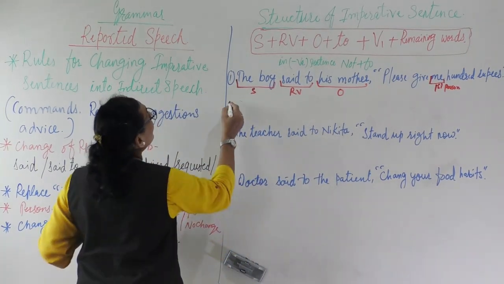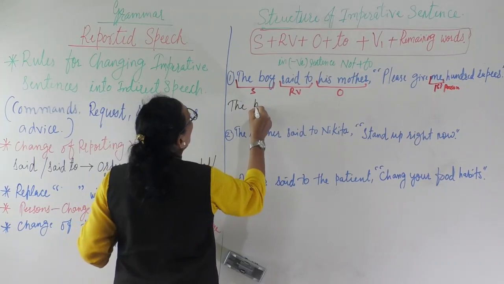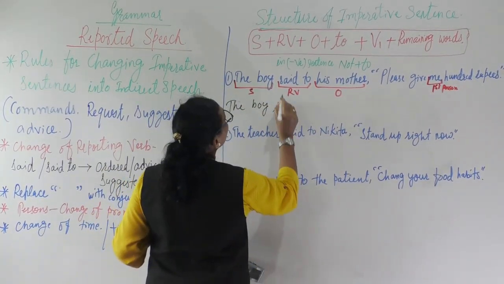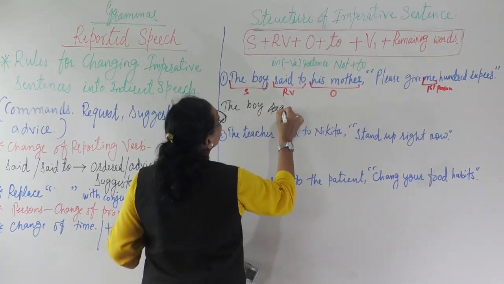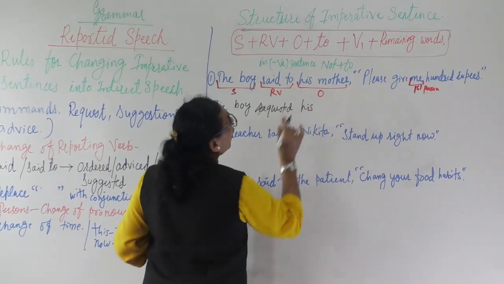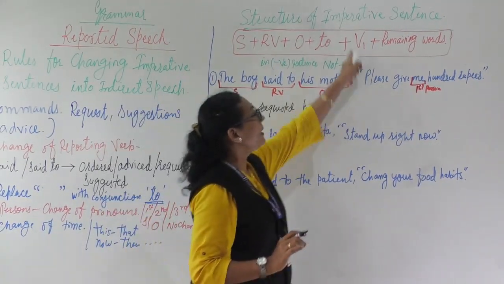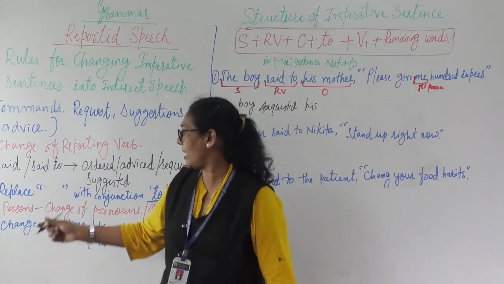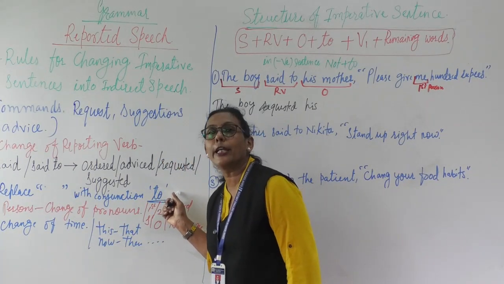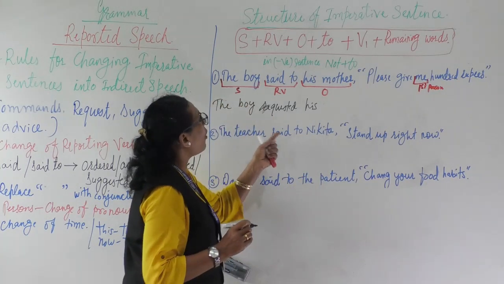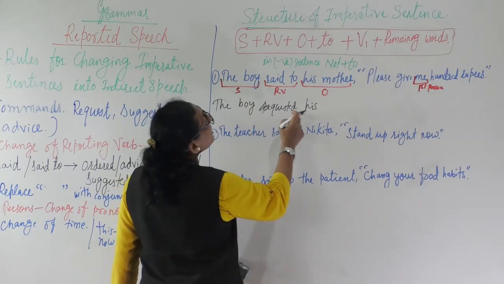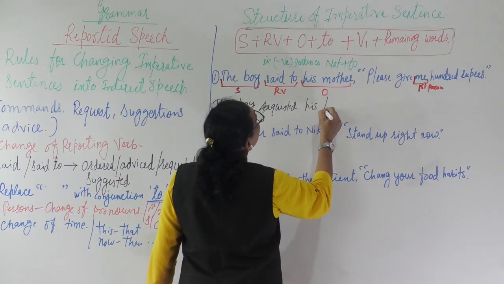I am writing here: The boy requested his mother. So we are removing the inverted commas. Which conjunction are you using here? To. So, the boy requested his mother to.